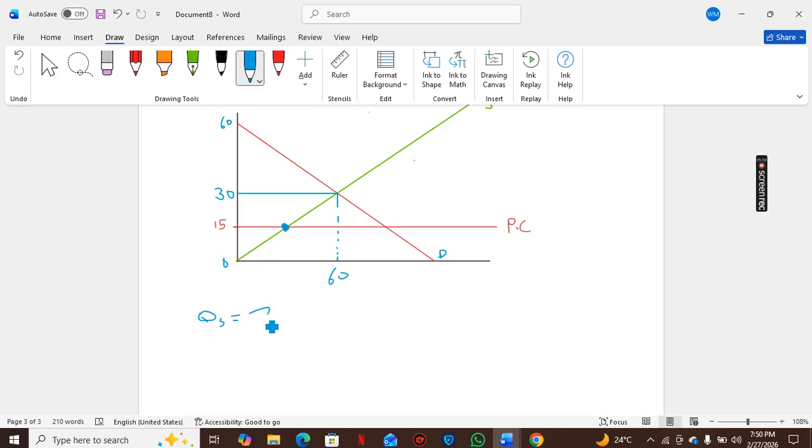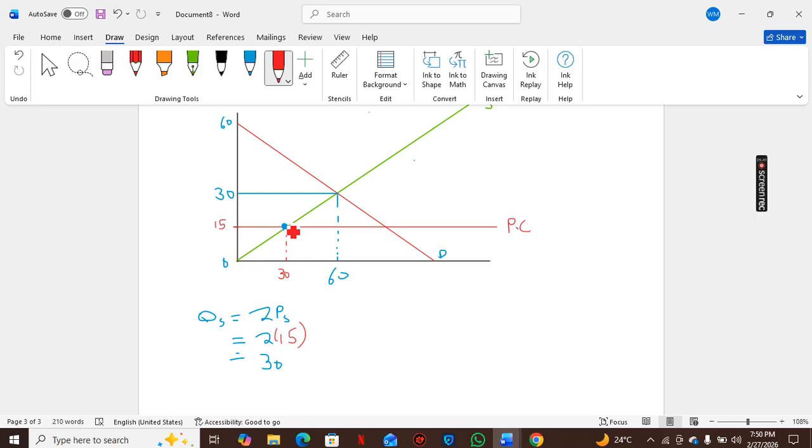equals 2PS. Okay. So the price ceiling is 15 kwacha. So you're going to substitute that into your supply function. 2 times 15 kwacha is 30 units. Okay. So the quantity supplied is 30 units, and this price ceiling is enacted. Okay, 30 units.